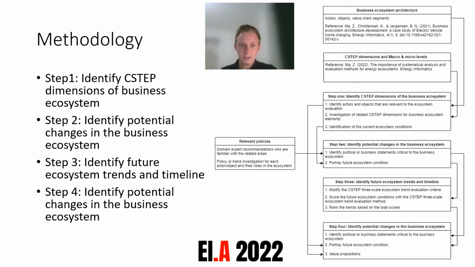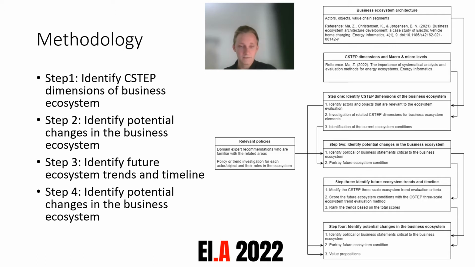The methodology is shown in the figure here, where the two boxes at the top are the earlier work for the ecosystem design and modeling, and the introduction of the actual C-STEP dimensions. So these are applied within this methodology. This methodology consists of 4 main steps, and you can see in the box they have several sub-steps, but I will only go through the main steps.